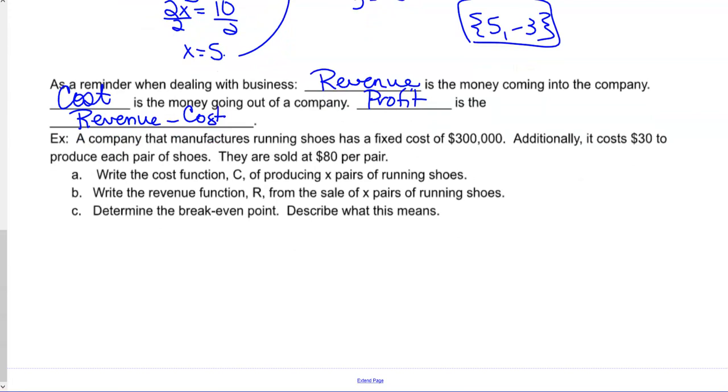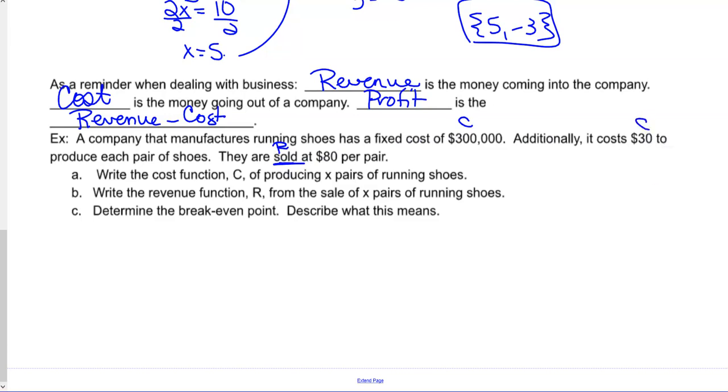So let's look at this example here and then we will answer part C in a system form. Now, a company that manufactures running shoes has a fixed cost of $300,000. So automatically that may be like their bills, their electric, their equipment, their employee costs, etc. Now, additionally, it costs $30 to produce each pair of shoes. They are sold for $80 a pair. So this is the incoming money, revenue. Cost is going to be here and here.